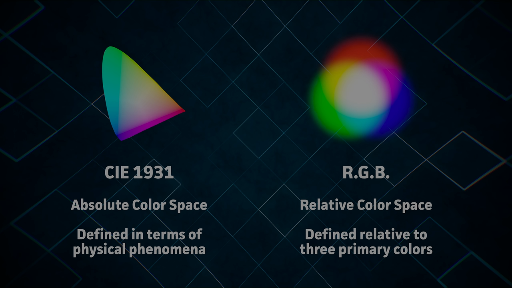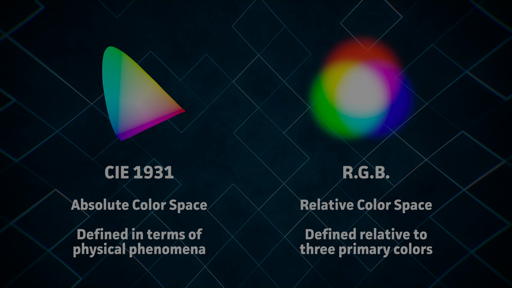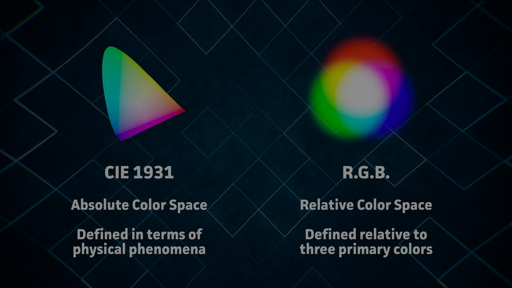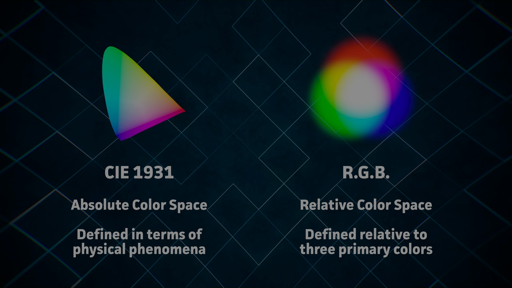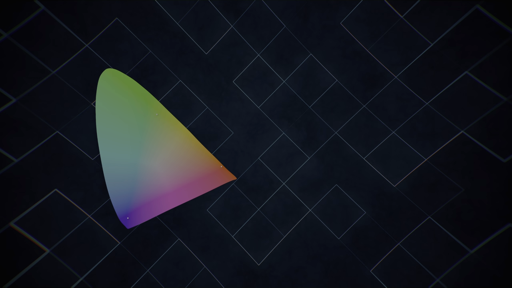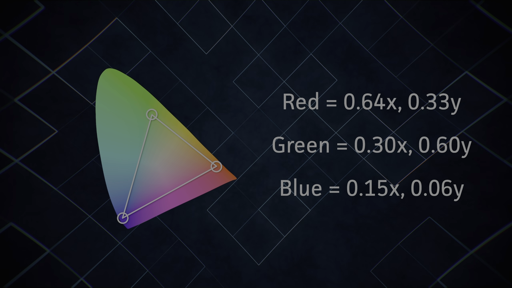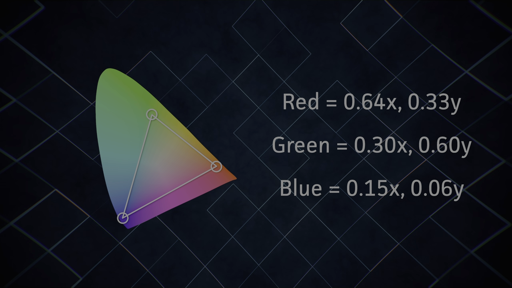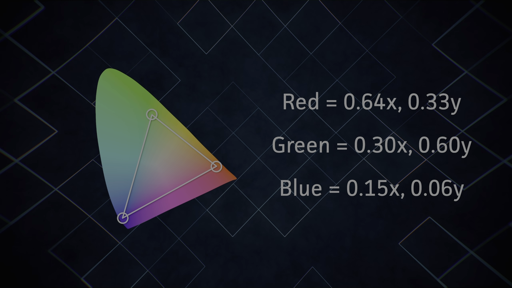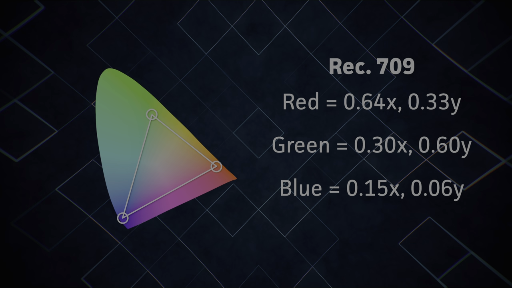So what we need to do is define those primary colors in absolute terms so that there's no ambiguity. And this is where the CIE 1931 color space comes back into play. Unlike RGB, it is an absolute color space, since it's defined in terms of physical phenomena. And we can use this to define the RGB color space in absolute terms as well. We can assign our primary colors of red, green, and blue to specific X, Y, and Z coordinates within the CIE 1931 color space. And since the XYZ color space is defined in absolute terms, our new RGB color space will be as well. And this is how most color spaces used in digital video work.